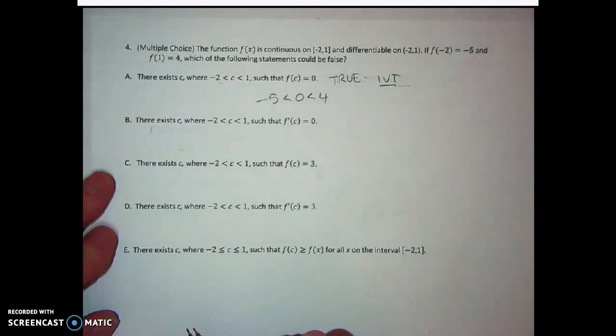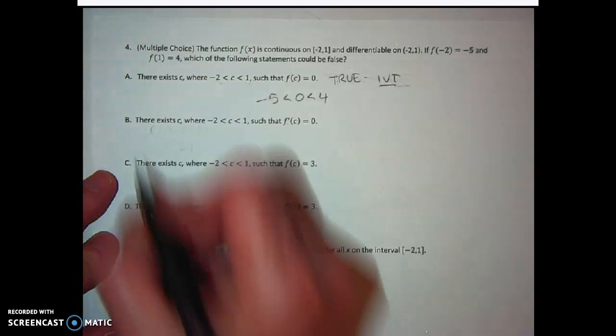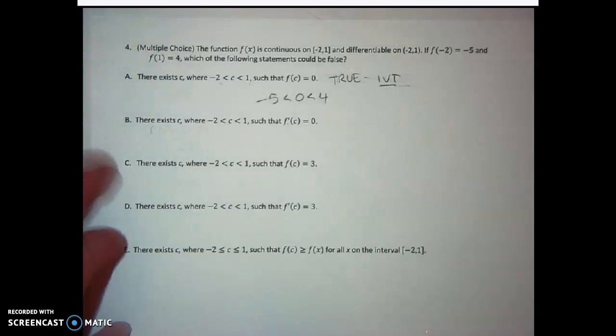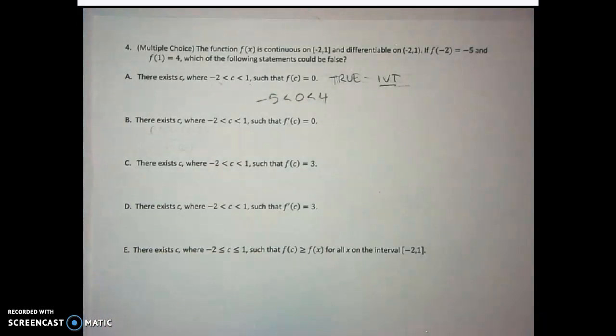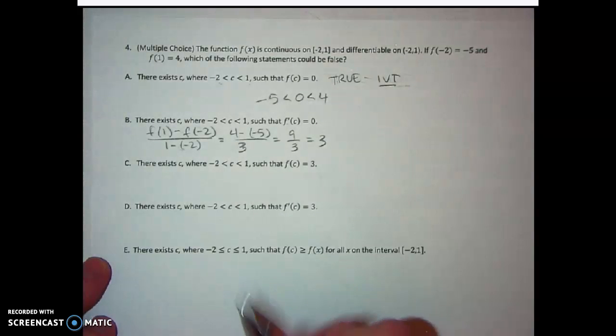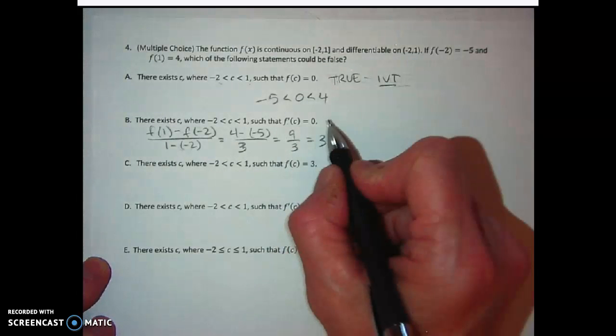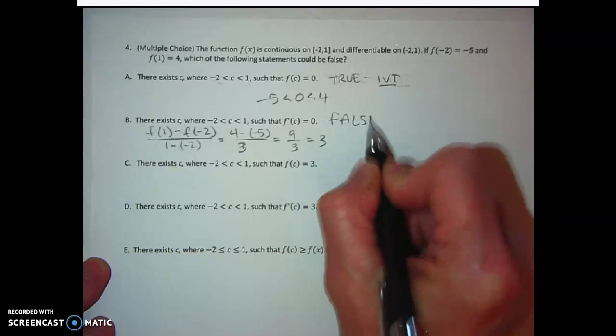Letter B, there exists a c, again in that same interval, such that the derivative is equal to 0. Well, again, according to the mean value theorem, we could guarantee that the derivative is equal to 0 if the average rate of change is equal to 0. So let's go ahead and find the average rate of change. Pause the video and find the average rate of change, please. Well, we found that the average rate of change is 3, so we can't guarantee that this one is true. So this one we know is false.